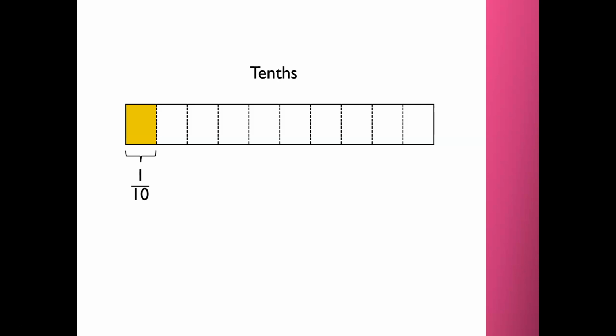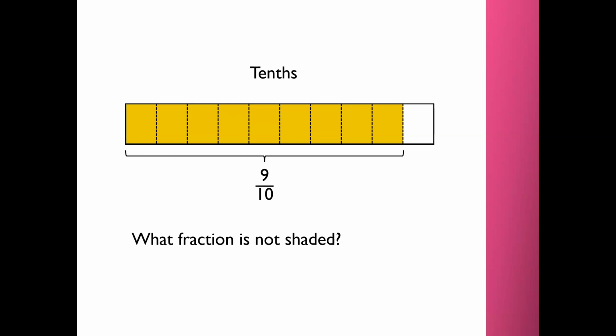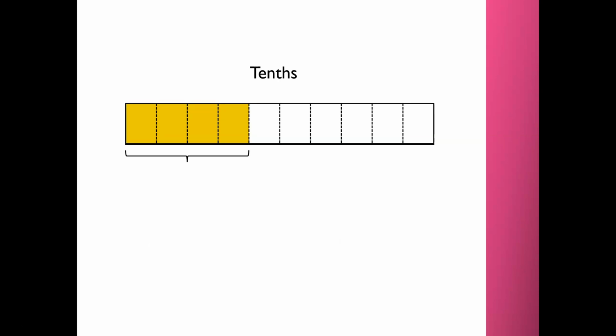What would the fraction be if 9 out of the 10 sections were shaded? This would show 9/10. If 9/10 of the bar is shaded, what fraction of the bar is not shaded? There is 1 out of 10 not shaded, so the fraction is 1/10. Have a look at this bar model. Can you find what fraction of the bar is shaded and what fraction is unshaded? Pause the video and have a go.